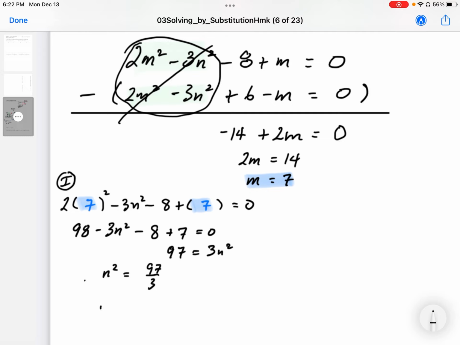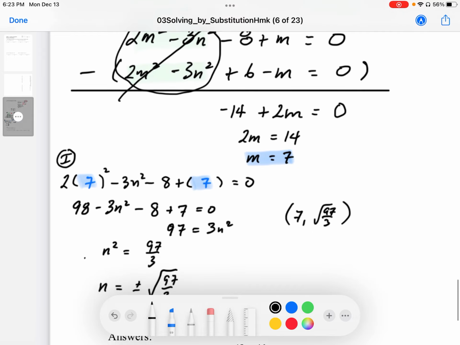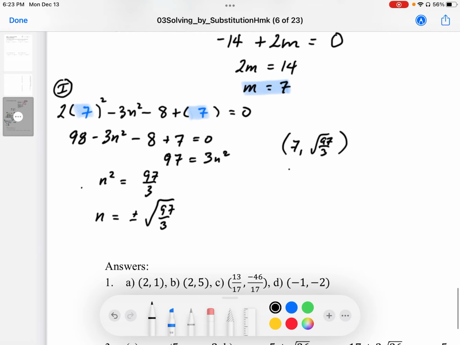I'm going to get rid of the square by square rooting, and I get plus minus root 97 over 3. So one solution is going to be 7 and positive root 97 over 3. That would be one solution. The other solution is going to be 7 and negative root 97 over 3. So those are my two solutions.